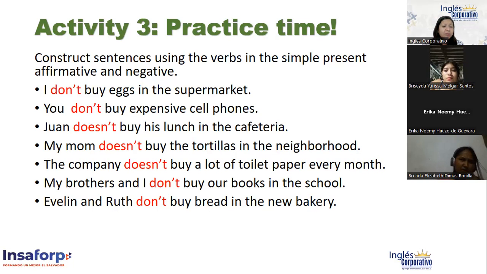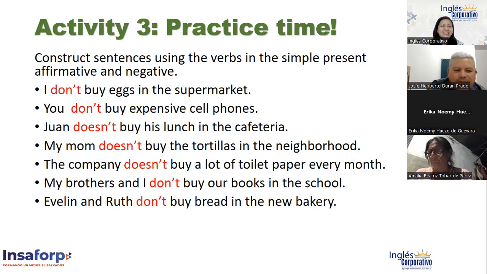We have, I don't play soccer in the morning. Juan doesn't play soccer. Solo Heriberto, la forma en cómo escribió doesn't, ahí tiene una E de más. La última E no la lleva. Después de la S va la N. Juan doesn't play soccer. No problem. We're learning, pero les tengo que corregir. My father doesn't play soccer in the morning. My brother and I don't play soccer. Very nice. Jeannie, I don't run, you don't run, Peter doesn't run.